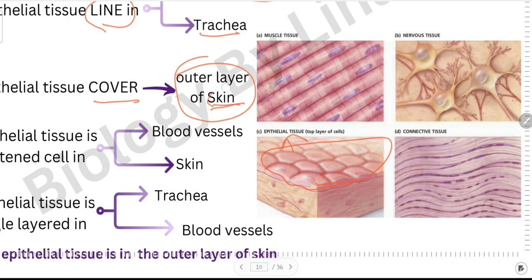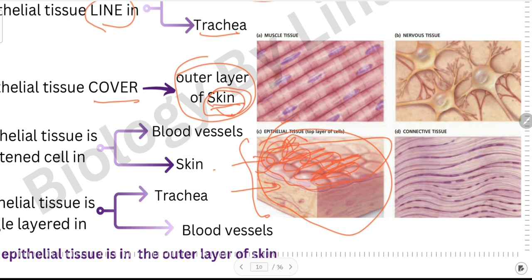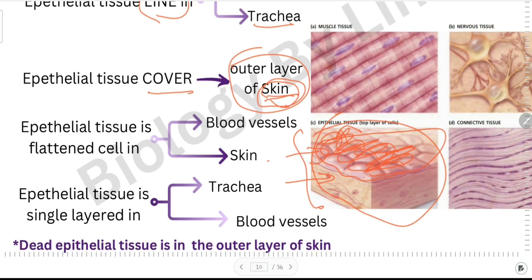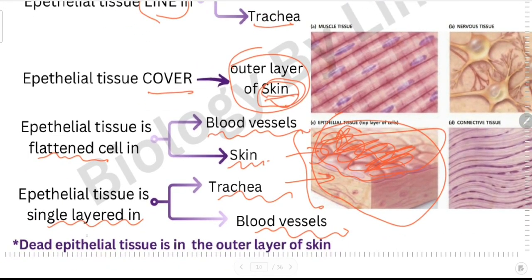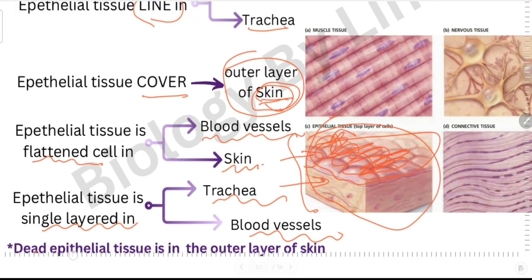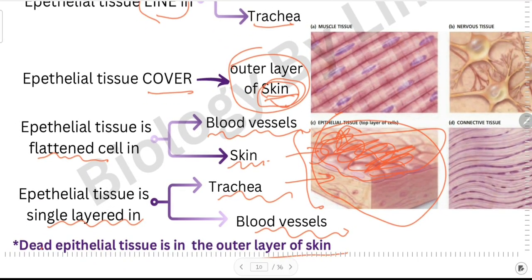But when we say skin, the skin is an organ. All the structure here is the skin, which is made up of two layers, the epidermis and the dermis, and the skin is an organ. While when we talk about only this surface or the outer layer of the skin, it's epithelial tissue. And epithelial tissue is flat in blood vessels and in skin, and it's a single layer in the trachea and the blood vessels. While it will be dead in the outer layer of the skin, which, as we said before, is covered by the epithelial tissue.